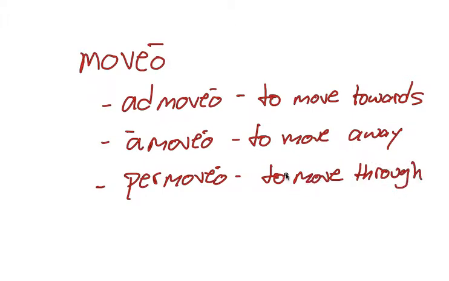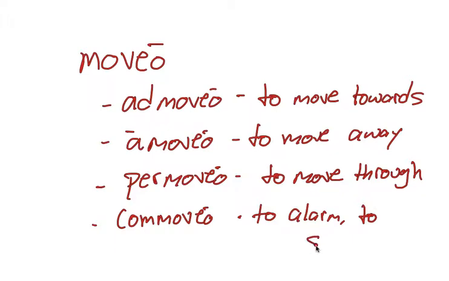Sometimes compounds pick up different meanings. So there's commoveo, which means literally to move together, but also to alarm or to stir up. So sometimes the meaning of a compound is very obvious, and sometimes it takes on a special meaning like commoveo. But if you think about a derivative, commotion, right, comes from this. And so commotion is something that stirs you up.